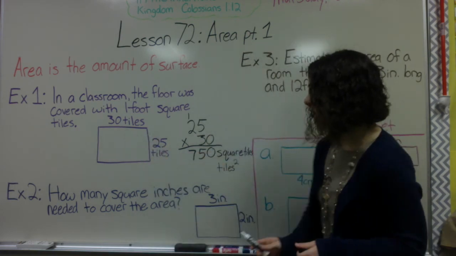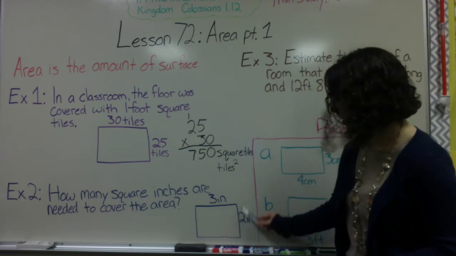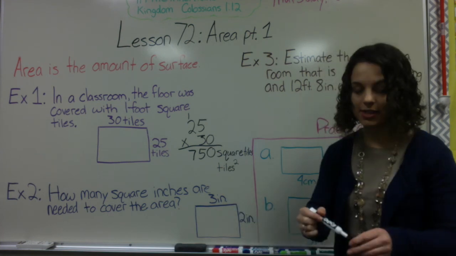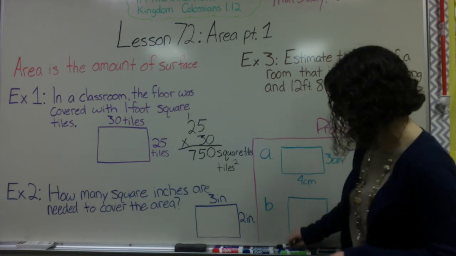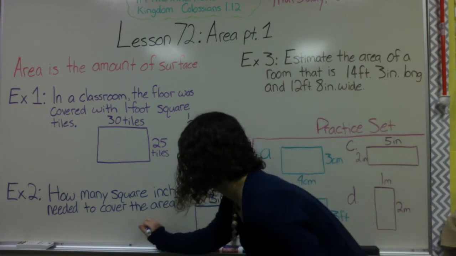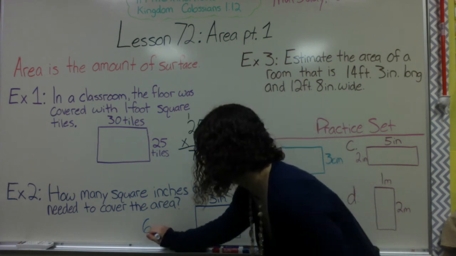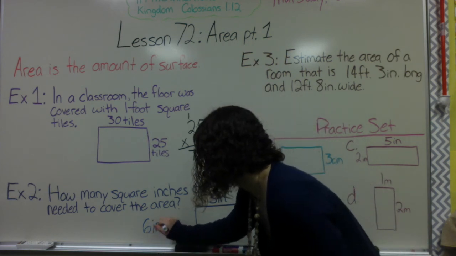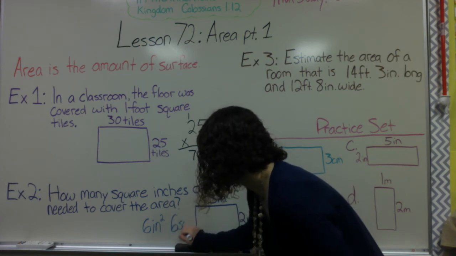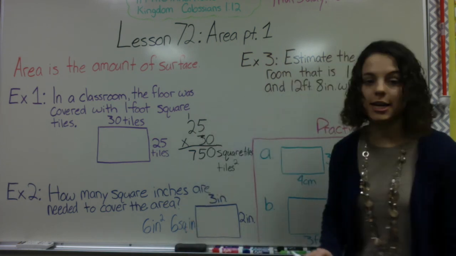So example 2, how many square inches are needed to cover the area? I have 3 inches as my length, and I have 2 inches as my width. So I'm simply going to multiply again. Go ahead and try this and label it correctly on your own, and we'll see if you're correct. 3 times 2, I know right off the top of my head that it is 6. So the labeling can be 6 inches squared with a little 2, or you can write it as 6 SQ, abbreviated for square, and then inches. Whichever form you did it in is correct.